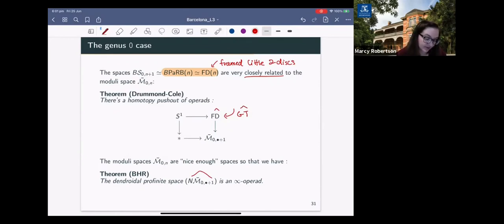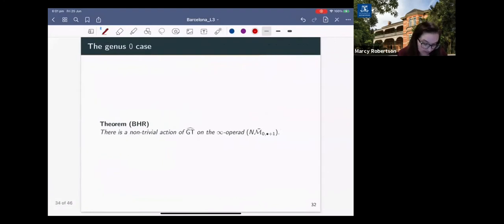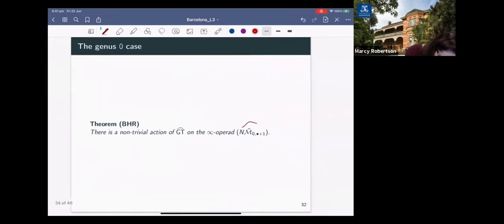And you can now translate this diagram over into a push out of infinity operads, I guess is the way to say it. Yeah, I'm missing a giant hat here as well. It's a hat. And you end up showing that there's, well, now we have a non-trivial action of the profinite GT hat on this infinity operad. So this is, maybe it's not quite the moduli spaces, but it's certainly as close as we can get.